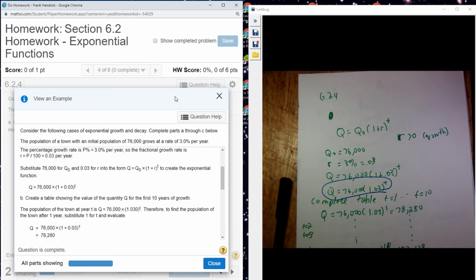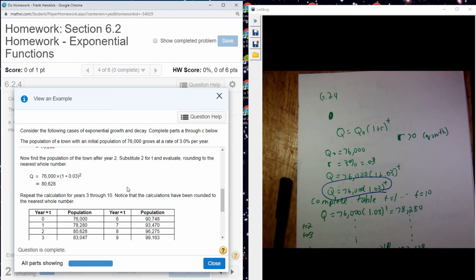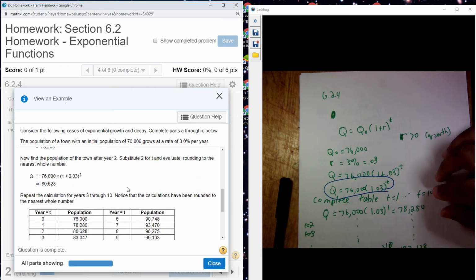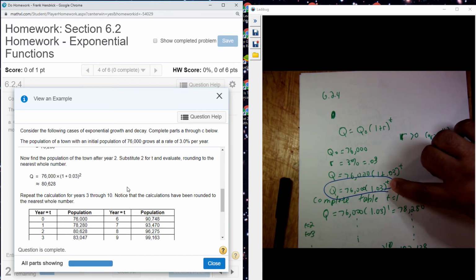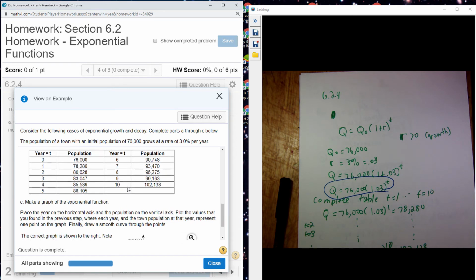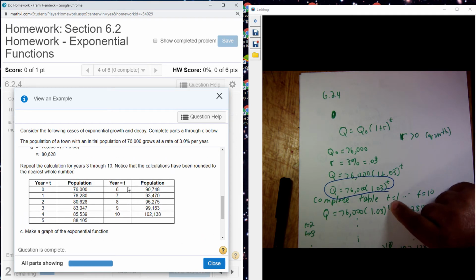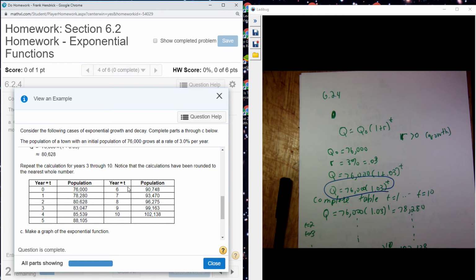And then they ask us to fill in a table for each year. So here I have complete the table for 1 to 10. I let t equal 0, and I solve for it. Then I let t equal 1, then 2, and then 3. And I complete the table, just changing the value of t, which is right there. And I fill in the table. Then they ask you to graph it.